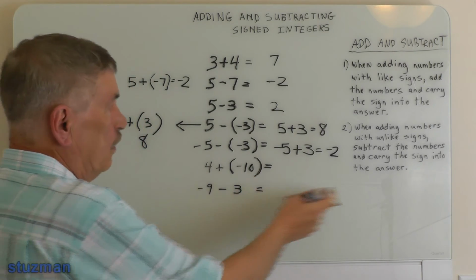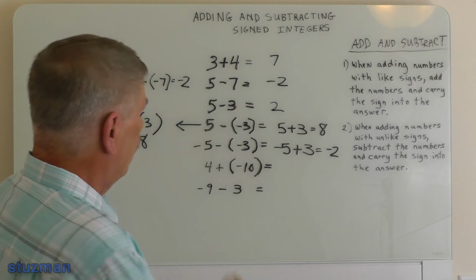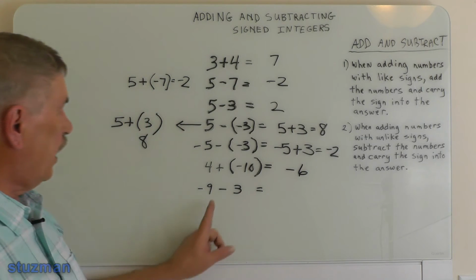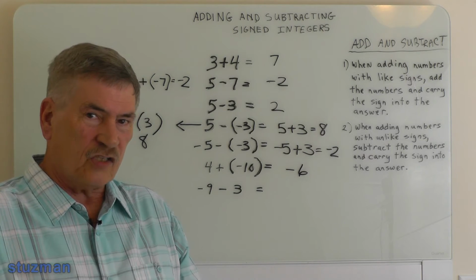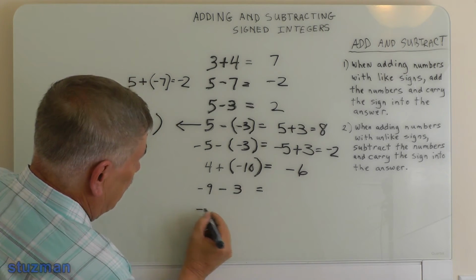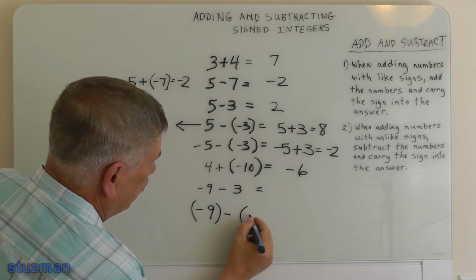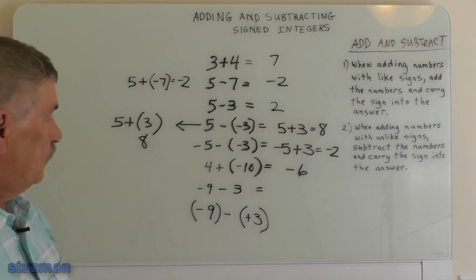Okay, we got 4 plus minus 10. Well, that's a simple one. We're using rule number 2. We subtract, take the sign of the bigger number. What do we get? We're going to get minus 6. Okay, here we go. Minus 9, subtract a positive 3. So basically what this actually looks like is like that. Okay?